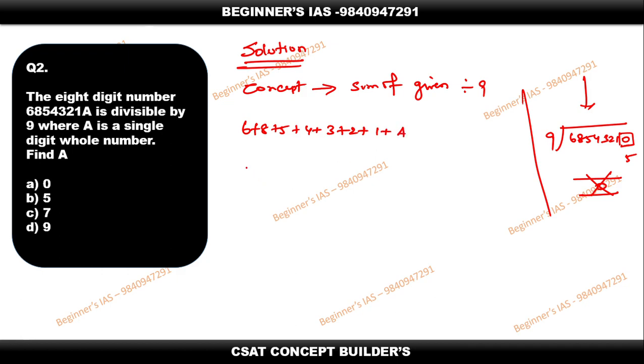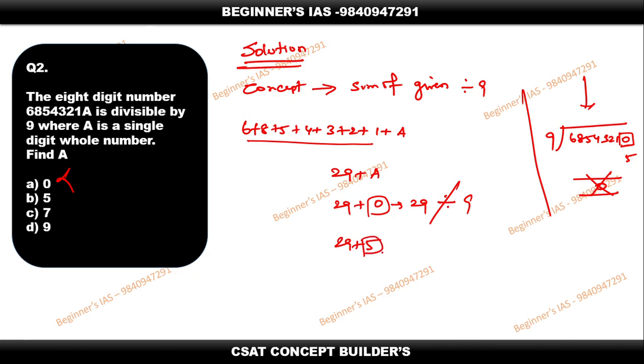So now add everything. If I'm adding these things, I'm getting 29 plus A. Now I'm going to replace the options here. If I'm writing 0 here, surely the result is going to be 29. 29 is not divisible by 9. Therefore I can eliminate that. Then 29 plus 5. Since I'm going with the option method, you need to substitute, since we need to identify the A. Then this is nothing but surely 34. It is also not divisible by 9. Then you can eliminate that.